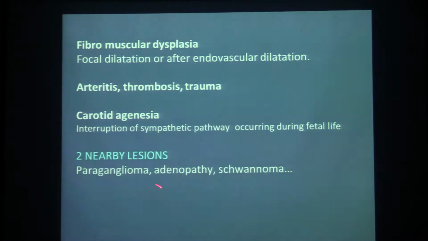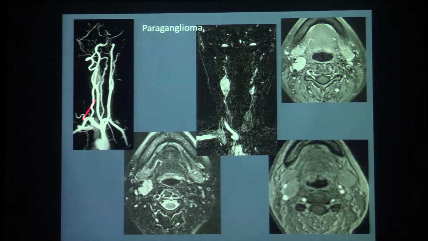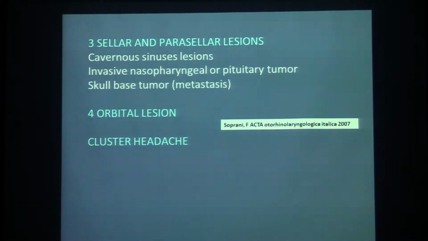And all the nearby lesions can, of course, provoke Horner syndrome, such as paraganglioma, adenopathy, schwannoma. This is an example of paraganglioma. And just remember that the paraganglioma has an arterial supply, and the best way to see a paraganglioma, to confirm the diagnosis, is to perform a dynamic MRI, which shows at the same time as the opacification of the arteries, the opacification of the lesion. And this paraganglioma is just on the way of the sympathetic path.